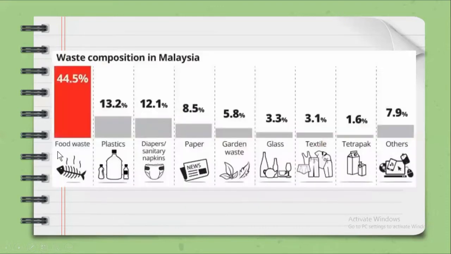And these are the waste composition in Malaysia. And the highest contributor is food waste at 44.5% and followed by plastic, diapers, sanitary napkins, paper, garden waste, glass, and others.